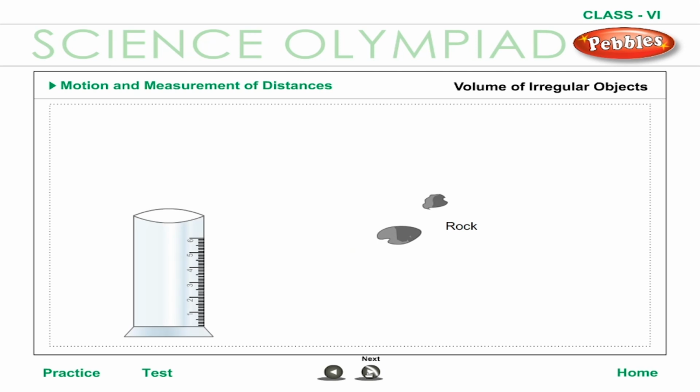Volume of irregular objects. Suppose you are given 2 rocks of different sizes and asked to find their volumes. We cannot apply formulas that we used for the calculation of volume of regular objects. Let's use the technique called displacement.